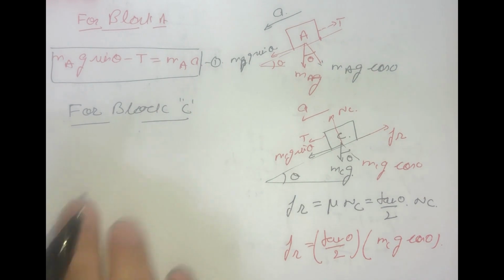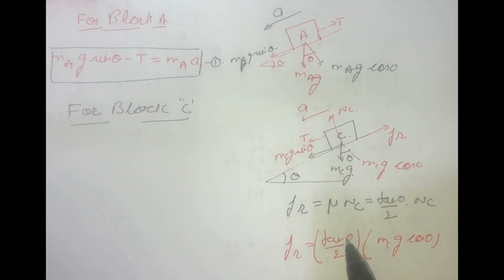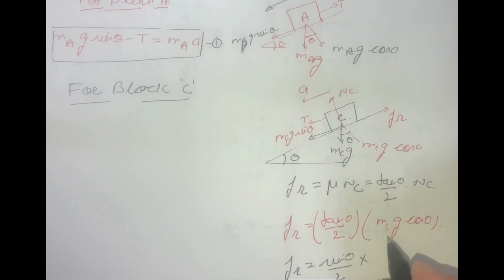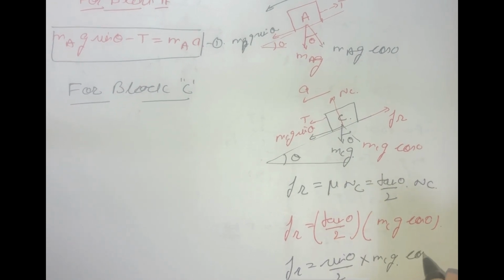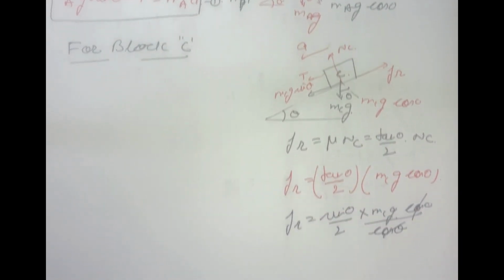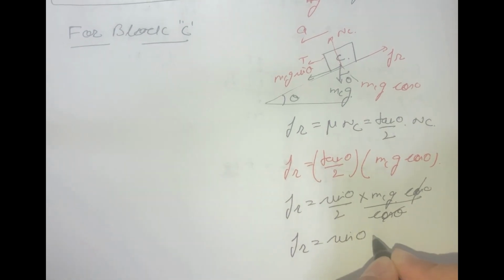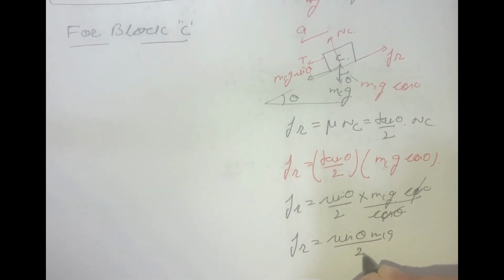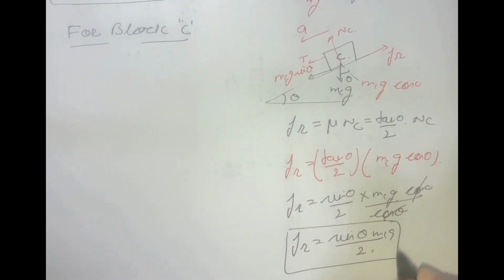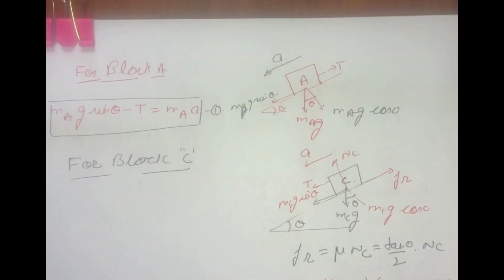You can solve it further also. This will be sine over cos, cos cancels out. So we get Fr is equal to, this will be sine of theta divided by 2 multiplied by mCg. This will be cos of theta and divided by cos of theta. Cos and cos cancels out. So we get friction Fr is equal to sine theta mCg divided by 2. So this is the value of the friction.